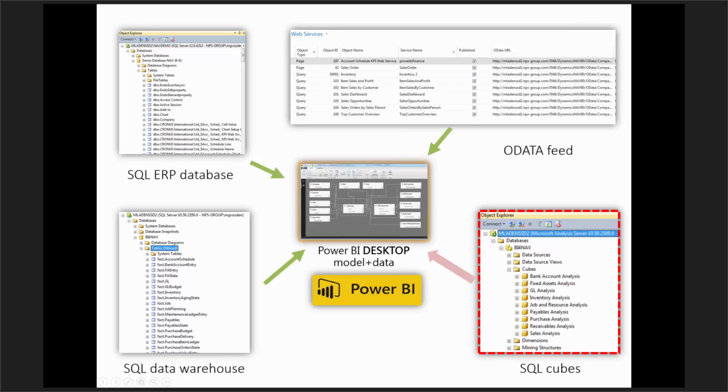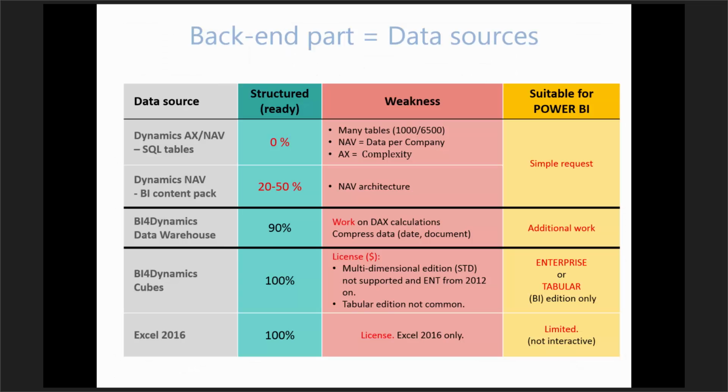Actually, if we have a look at the next table, backend part by different data sources, let's focus on readiness. Okay, directly going to the source, we are not much ready. A little better with, for example, the Dynamics NAV BI content pack, depending on what you need. So we are at 20, 50 with the data warehouse.